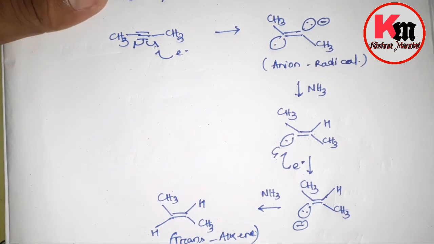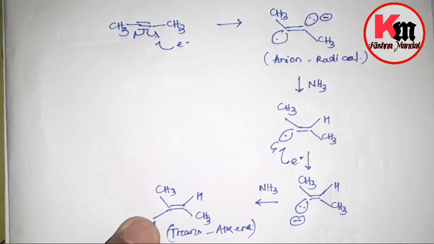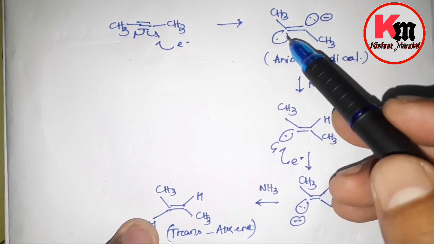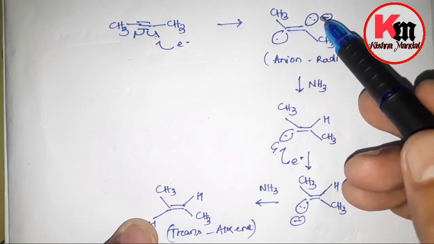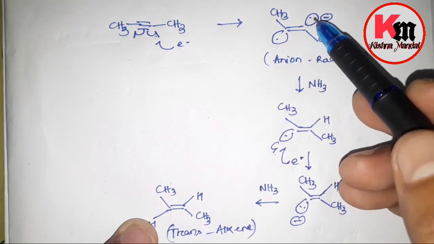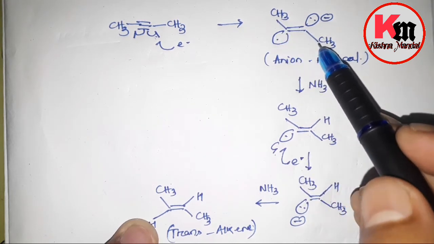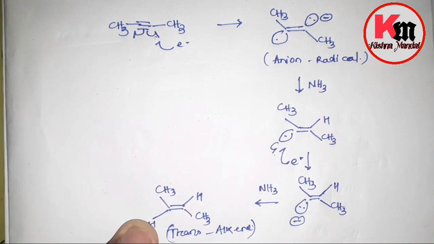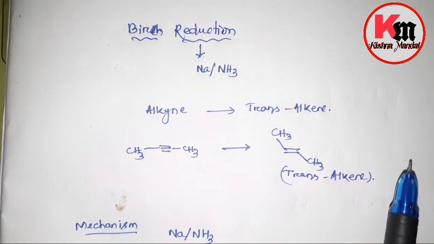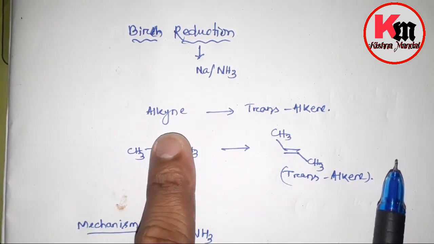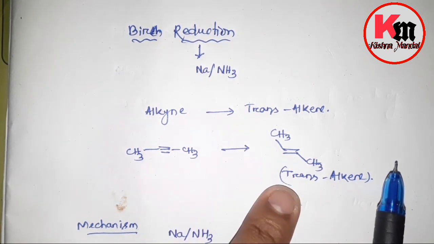to transalkene. So it simply converts to transalkene. So you can see here is one electron, here are two electrons. So there is a repulsion taking place between these electrons. So they want to occupy the trans position. That's why you can see the trans product is formed, not the cis product. So in Birch reduction, what it does is it simply converts alkyne to transalkene. You can see here is alkyne, it converts to trans alkene.